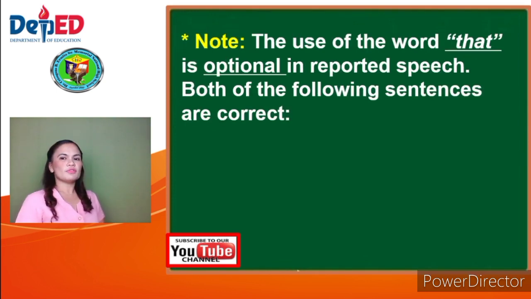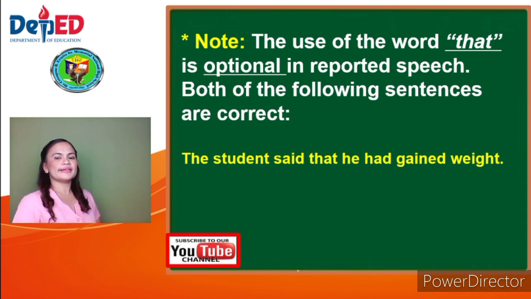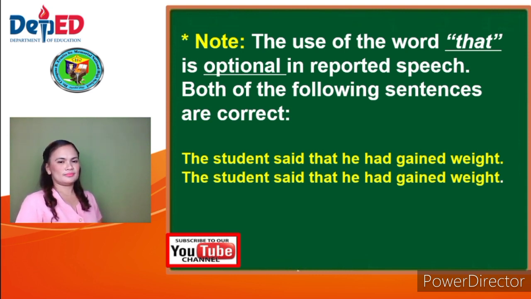Note, the use of the word that is optional in reported speech. Both of the following sentences are correct. The student said that he had gained weight. The student said he had gained weight.